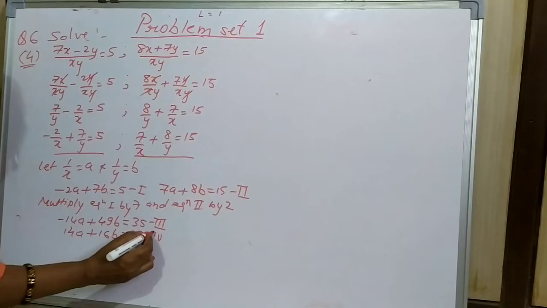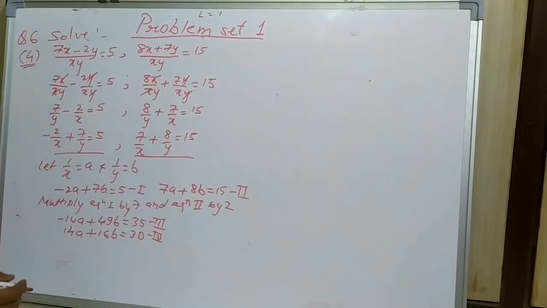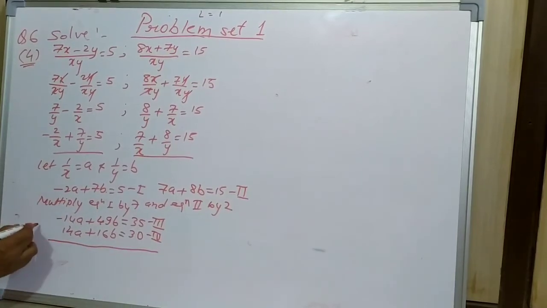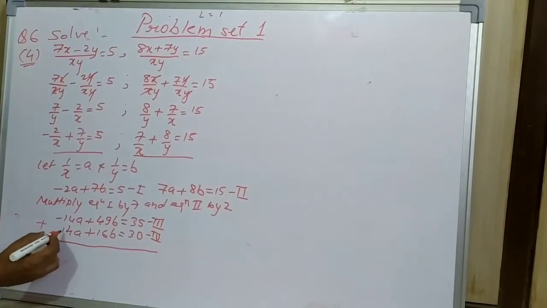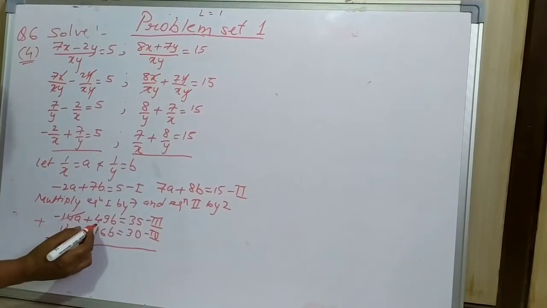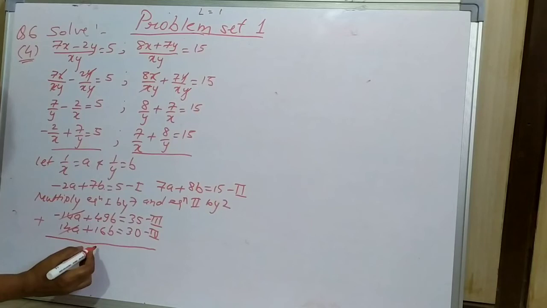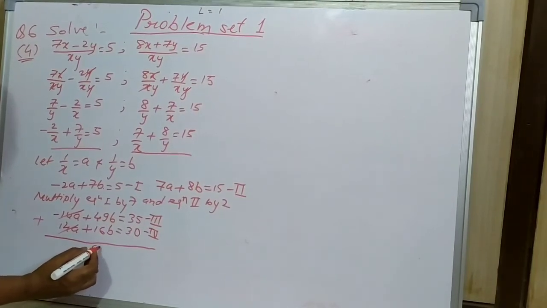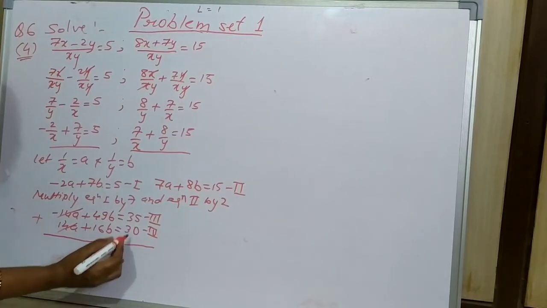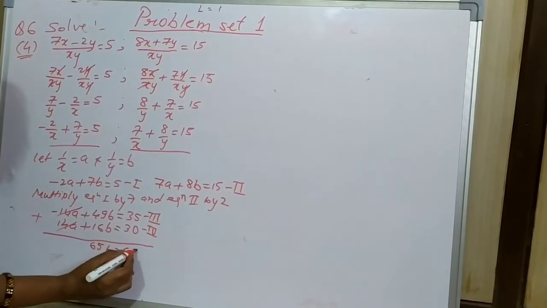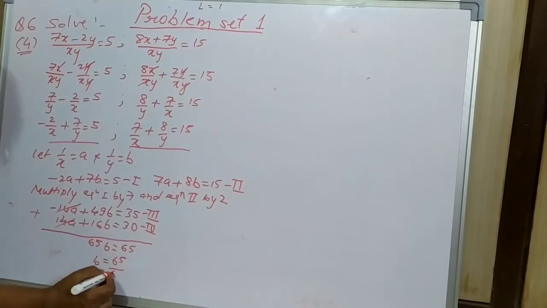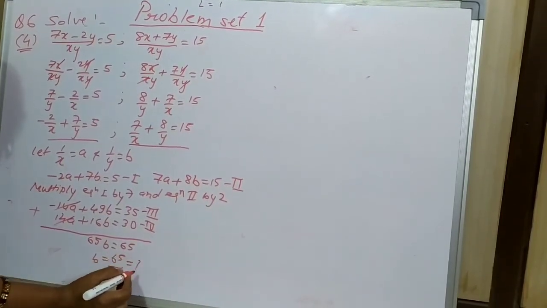So equation number 4. Now to eliminate a, we add equations 3 and 4. Minus 14a plus 14a will get cancelled. 49 plus 16 is 65b, and on that side 35 plus 30 is 65. So b is equal to 65 divided by 65. We get the value of b as 1.